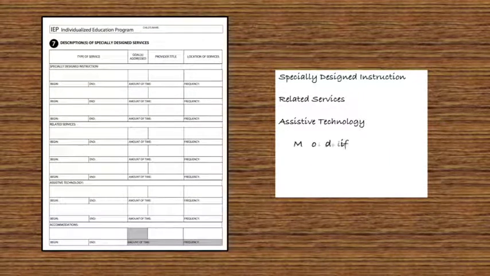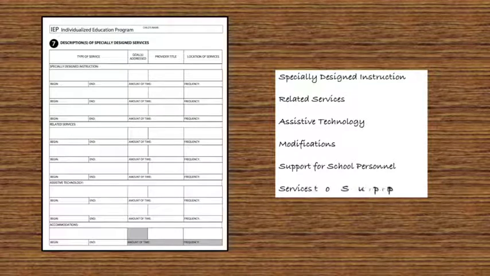Section 7, this is the specially designed instruction that includes related services, assistive technology, and any additional modifications made to the curriculum. What support is there for school personnel? What assistance are they going to get when providing these services? And services to support the student's medical needs.